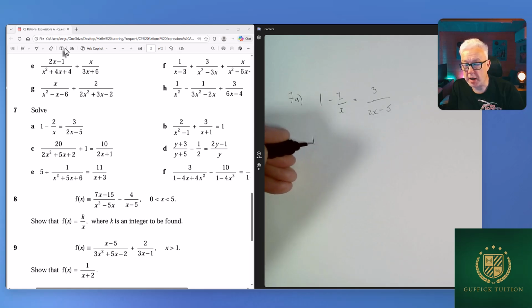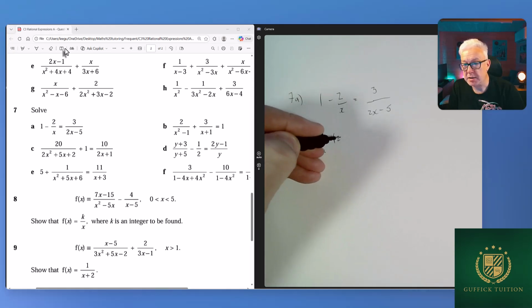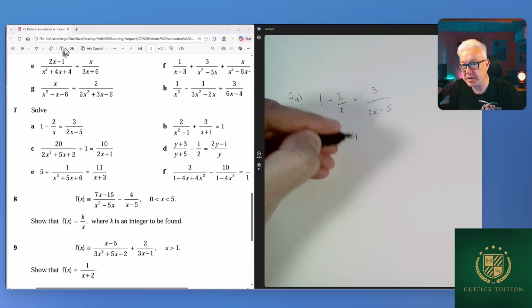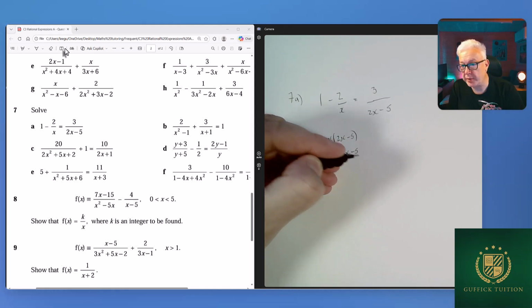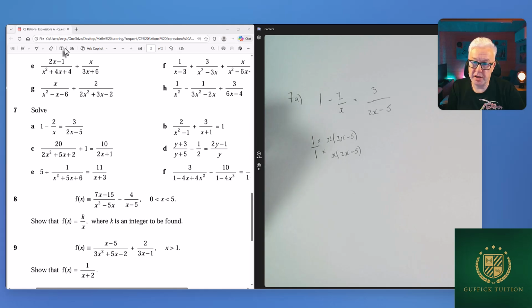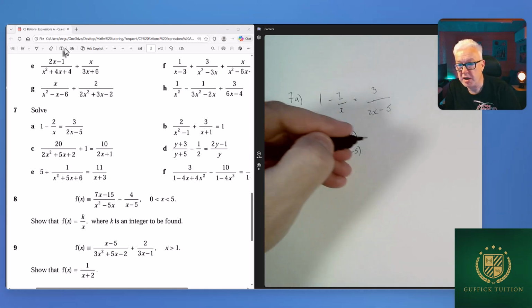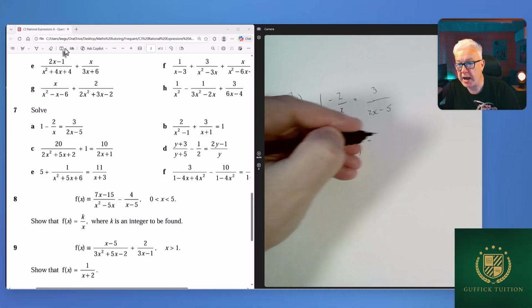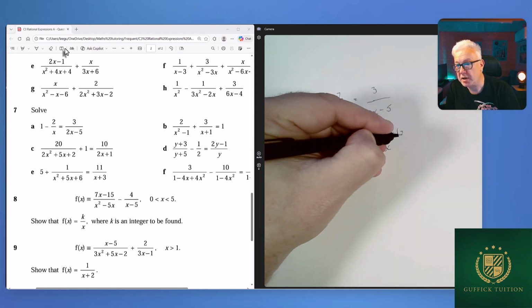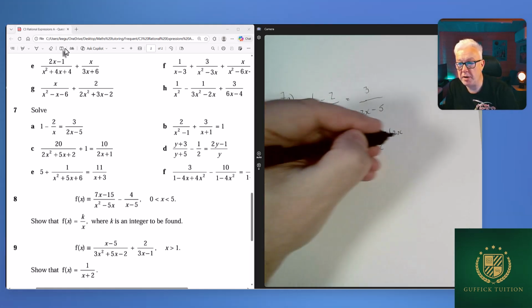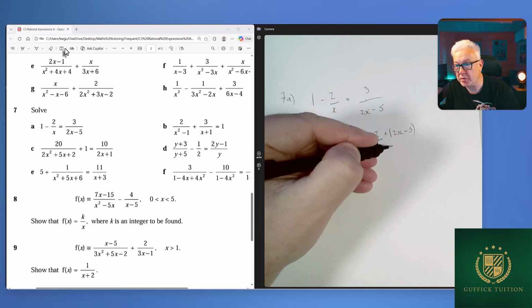So the 1 I'm going to think of as being 1 over 1, okay? And I'm going to multiply the numerator and the denominator by x times 2x minus 5. The next expression has 2 over x, but it's missing the 2x minus 5. So I'm going to multiply the numerator and denominator by 2x minus 5.